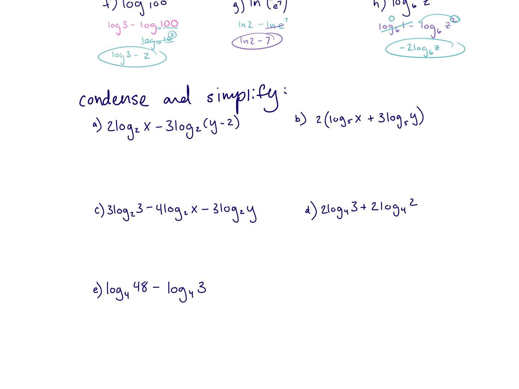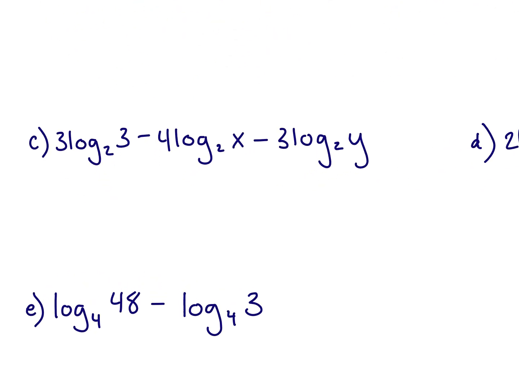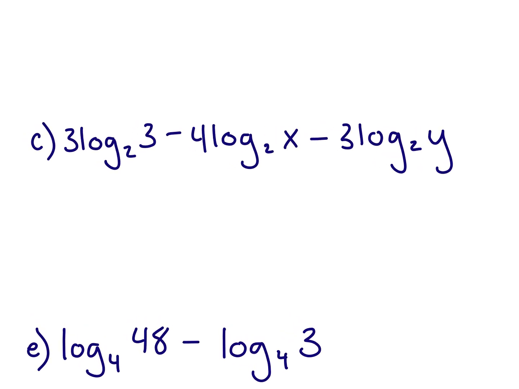Now let's do the opposite, and let's condense and simplify. Let's do C. So any coefficient is going to turn into an exponent. And then if we're subtracting, we're going to divide those. So anything that has a minus is going to go in the denominator. Anything that's positive is going to stay up top.